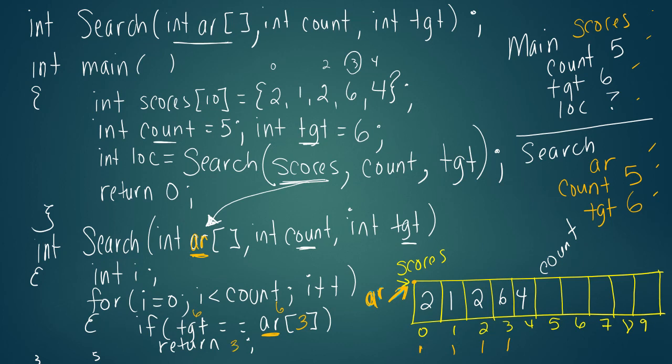When that 3 gets returned back, that 3 will then be assigned to the variable location. So the value of the variable location is going to be changed to 3. So now we know that scores at index location, which is a 3, has the value of 6.